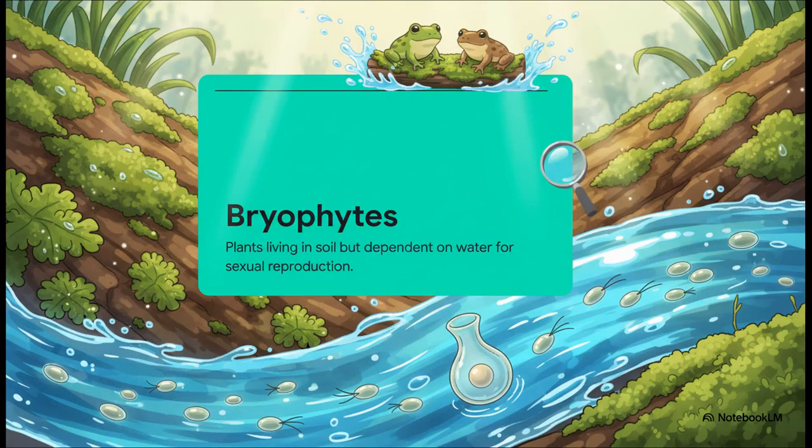Bryophytes, so think mosses and liverworts here, are beautifully described as the amphibians of the plant kingdom. And why is that? Well, while they evolved to actually survive on damp land, they are still entirely handcuffed to the water for one absolutely crucial reason: reproduction. You see, they lack true roots or stems, and their male reproductive cells, the antherozoids, literally have little tails. They physically have to swim through water droplets to reach the female egg. So they live on land, sure, but they essentially mate in the water.